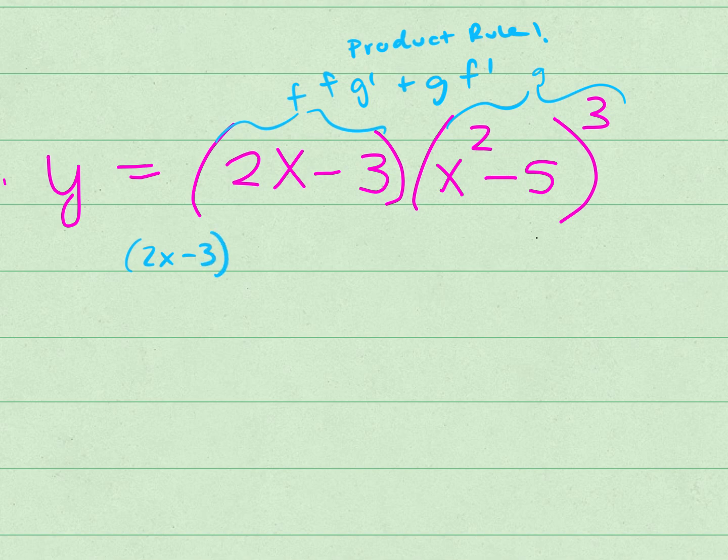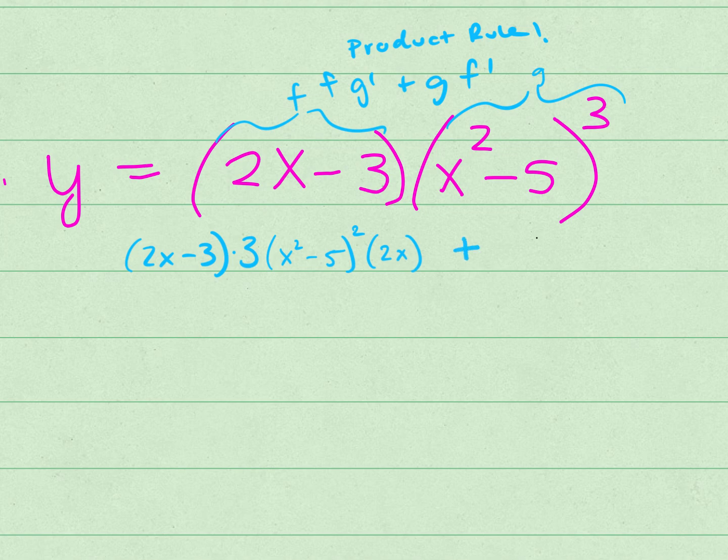Well, the derivative of the second, we've got an exponent on it, so we have to do the chain rule. So we're going to start with 3 times the inside stays exactly the same, x squared minus 5 to the 2nd power, times the derivative of the inside. So the chain rule is the derivative of the outside times the derivative of the inside. What's the derivative of x squared minus 5? 2x.